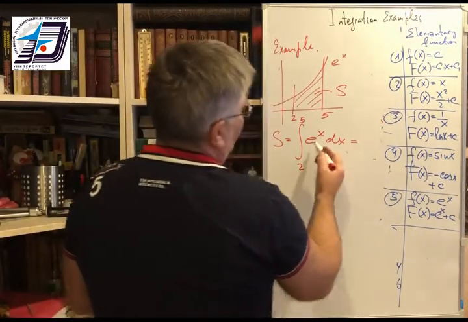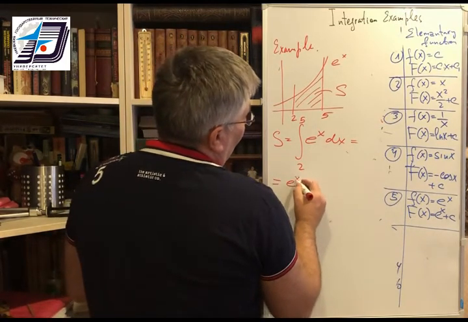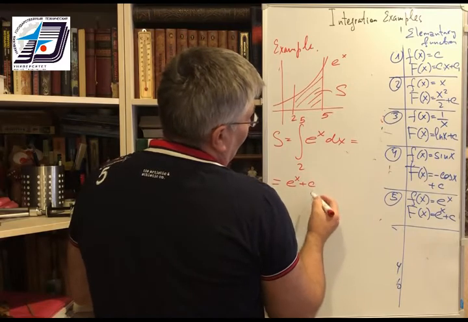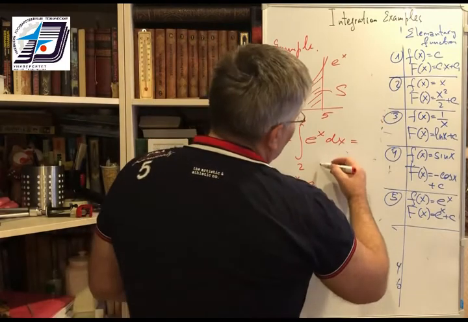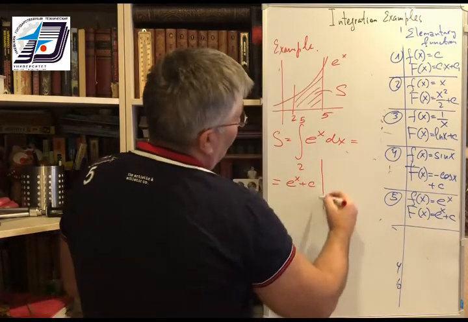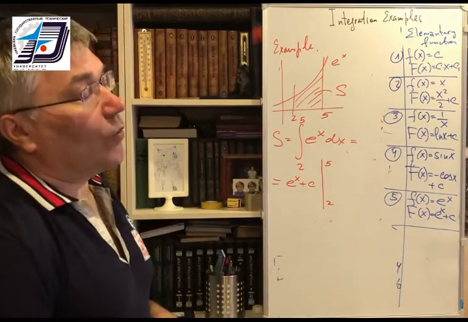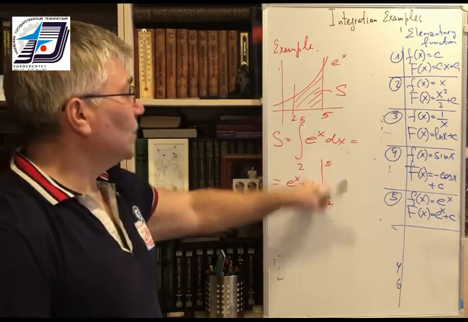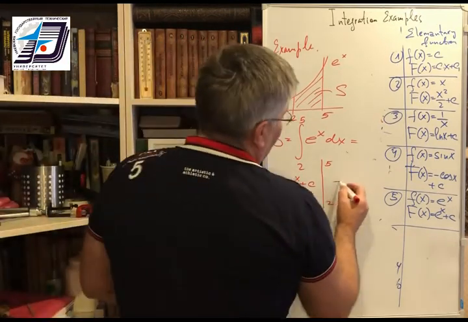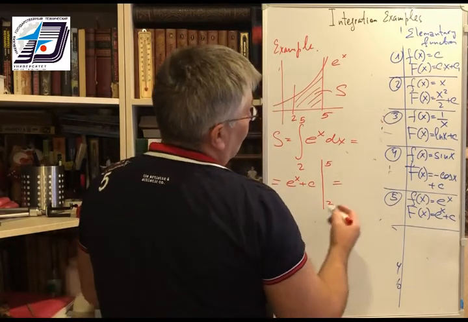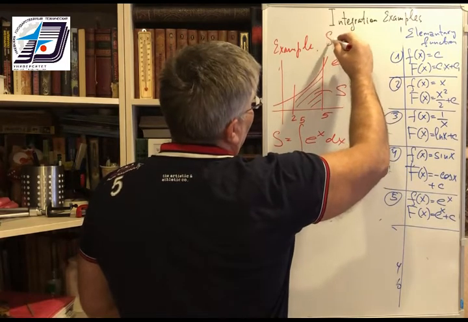I know that the antiderivative of the exponent is e raised to power x plus constant. I do not like c, if you don't mind. And here I use a special notation, this vertical line, and I put here 5 and 2. It makes the real calculation more convenient, but you can avoid this notation if you don't like it. And now I use this formula.